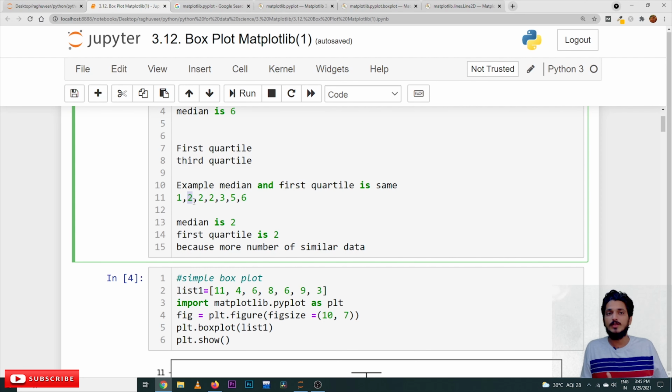Why did we get the median value and the first quartile value the same? Because we are having repeated numbers. If more similar data is present in our data set, then the median value and the first quartile value will be the same. So with this knowledge, we will understand the meaning of a box plot and how we construct the box plot.